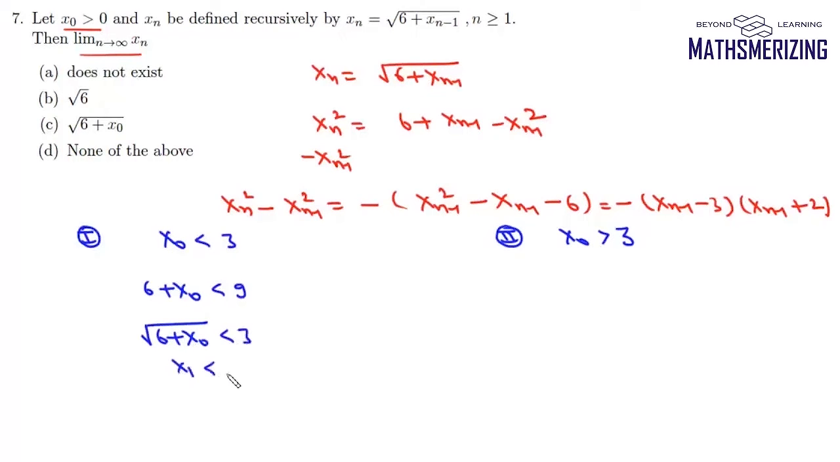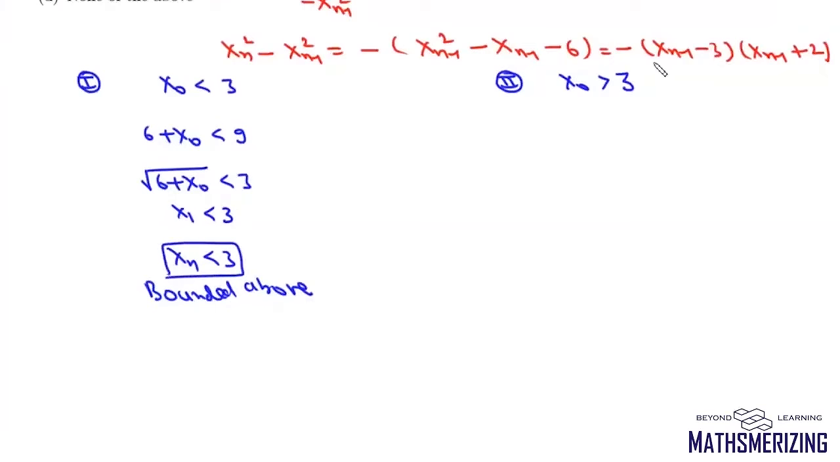We can write x1 will be less than 3, and using the same iteration we can write xn will be less than 3. Then in that case this function will be bounded above. Now if xn is less than 3, then this value will be negative, this value will be positive, and then we have this minus sign here, so it will be minus and minus, plus. So we can write xn square minus xn minus 1 square will be greater than 0, that is xn is greater than xn minus 1, that is the sequence is monotonic increasing. So if the sequence is bounded above and increasing, that means this sequence is going to converge.